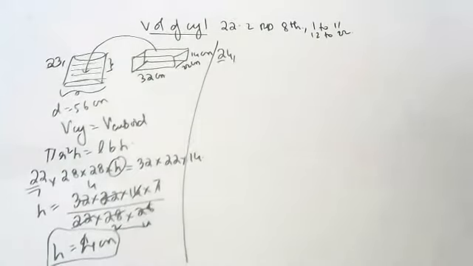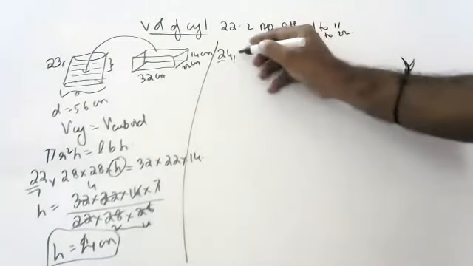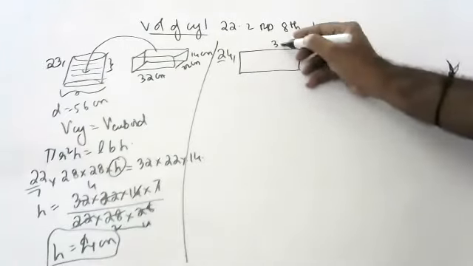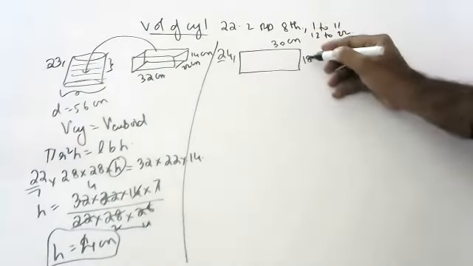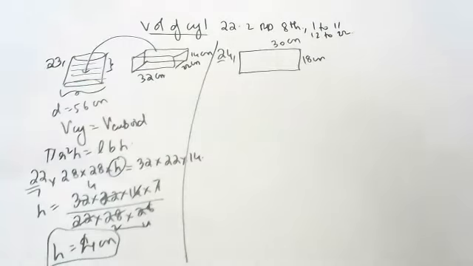Okay, 24th question, children. A rectangular sheet of paper 30 centimeters into 18 centimeters is there. It can be transformed into the curved surface of a cylinder in two ways, either by rolling the longest side or rolling the shorter side. Find the ratio of volumes of the two cylinders formed.